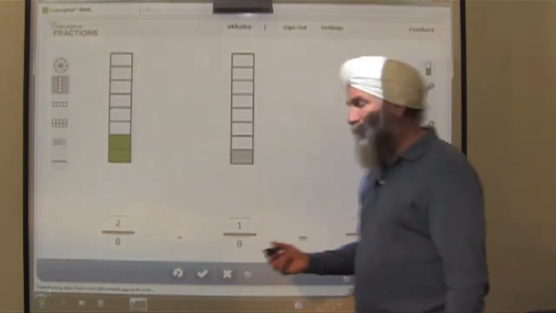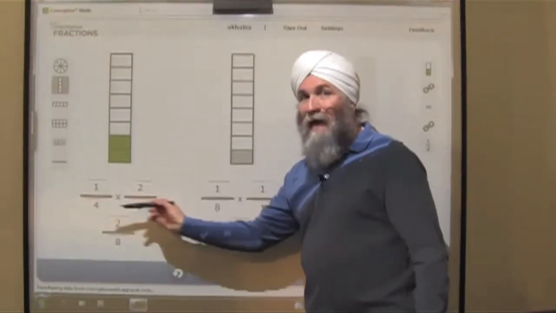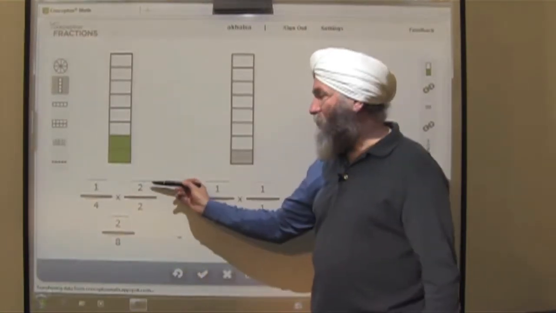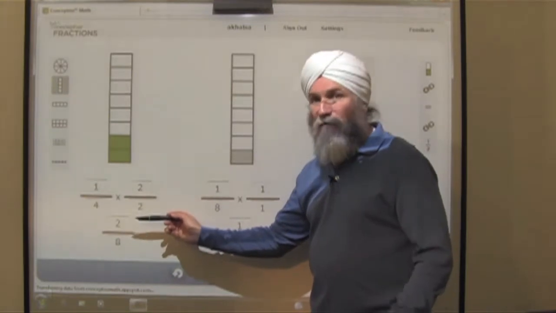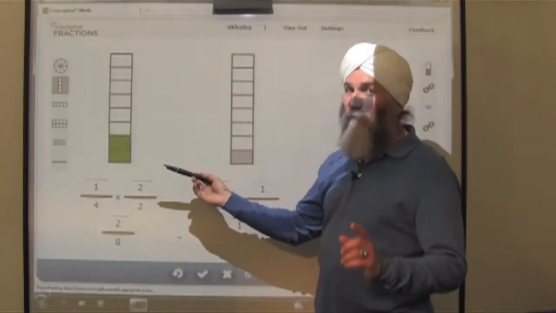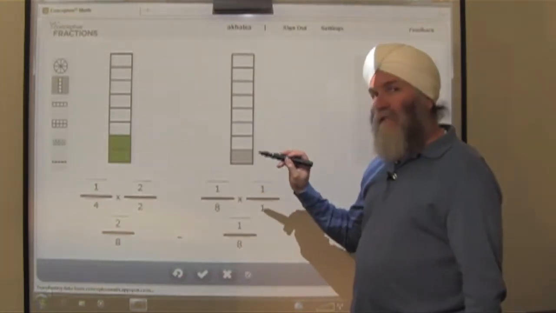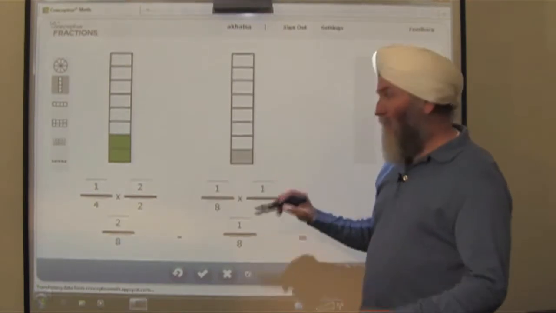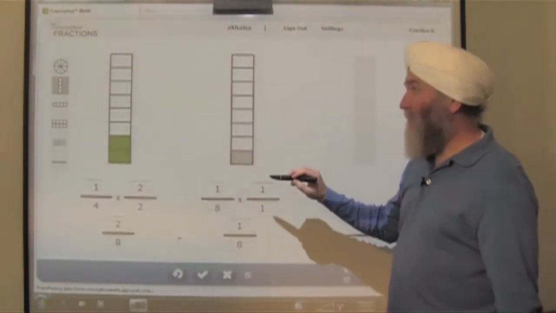Mathematically, I want to show you how this works. I started with 1/4 and I multiplied it by a 1 fraction, which is 2/2. By doing that, I ended up restating the 1/4 as 2/8. It's the same amount, but with a different name. And now that I've restated it as 2/8, I have a new problem to solve. It's 2/8 minus 1/8, and that's a lot more intuitive, a lot easier.